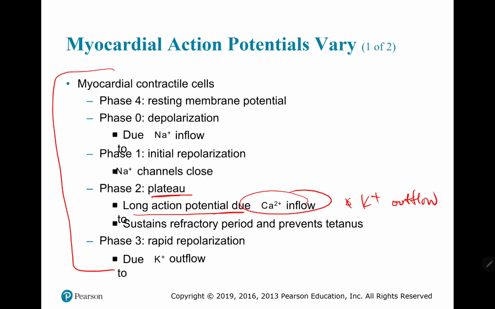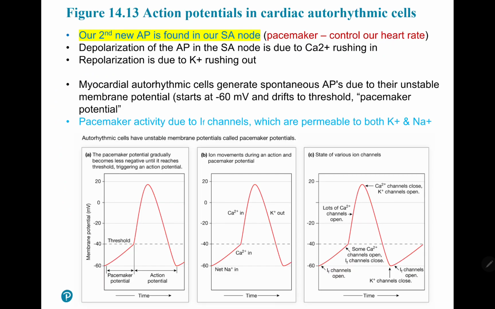Okay, and so the other action potential, right, that's going to be in the cardiac autorhythmic cells, so those pacemaker cells. So we're going to find a new action potential in our SA node. And again, the SA node is your pacemaker. It controls your heart rate.